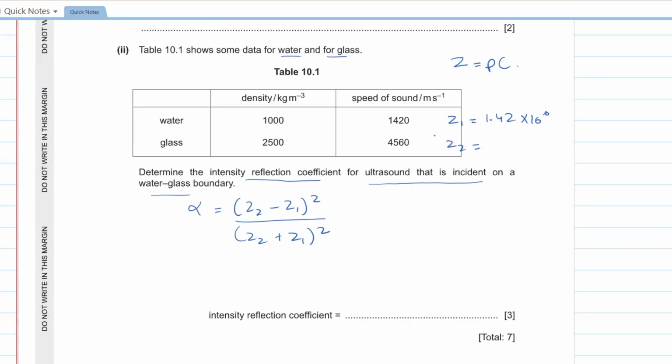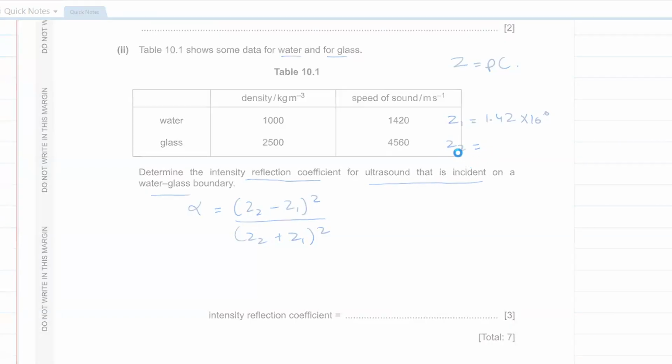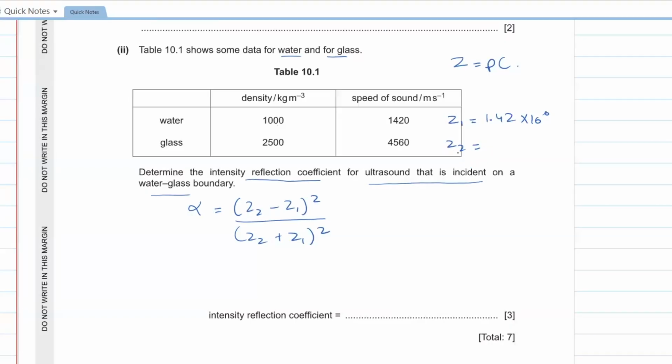Now, calculate Z2 also. 2500. This comes out to be what? Calculate Z2. How will you calculate it? 2500 into 4560. This comes out to be what? 1.14 into 10 to the power of 7. Simple. Now, can you calculate Z2 minus Z1 and Z2 plus Z1 whole square? Yes. Let me also bring this in this form. 11.4 into 10 to the power of 6.